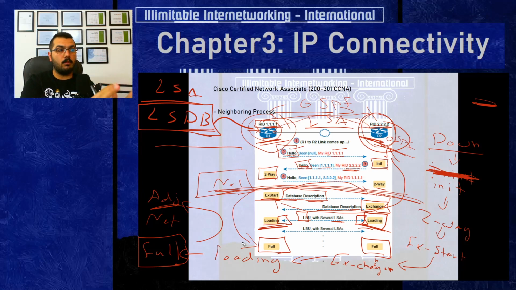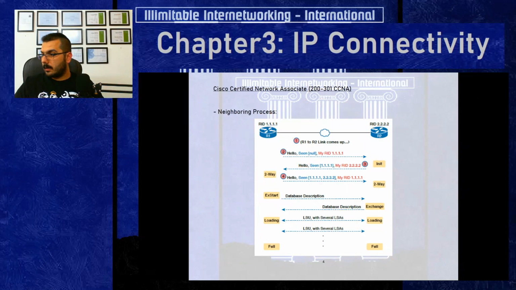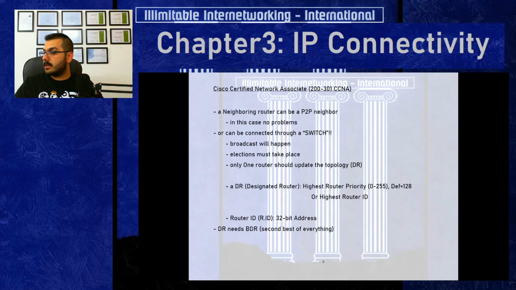Okay, so I hope the entire process is clear to you. Just to jump to the other slide, the last slide of OSPF.